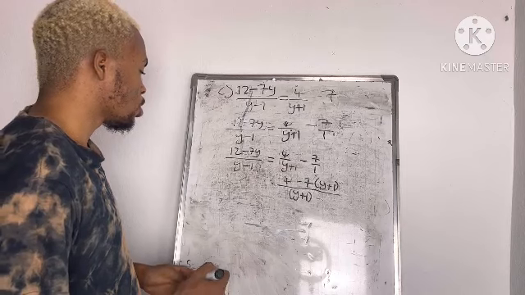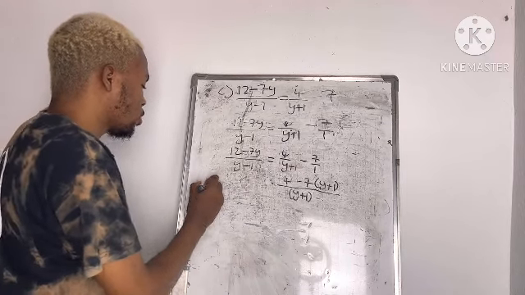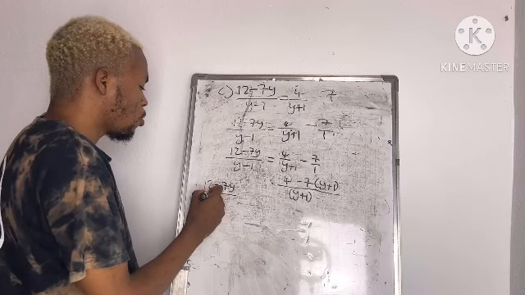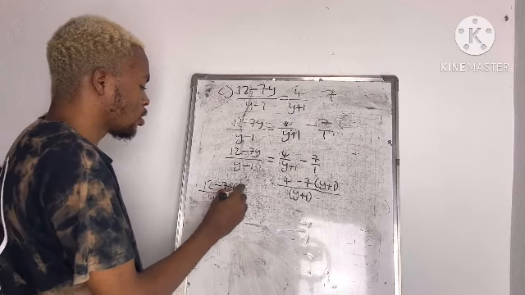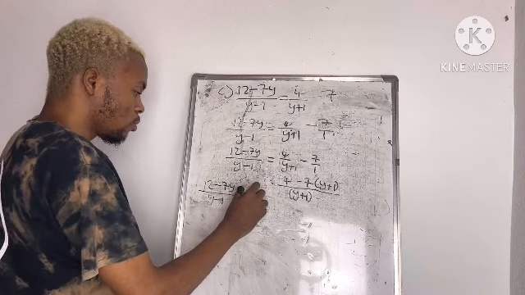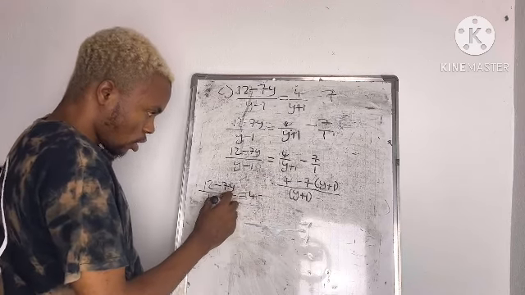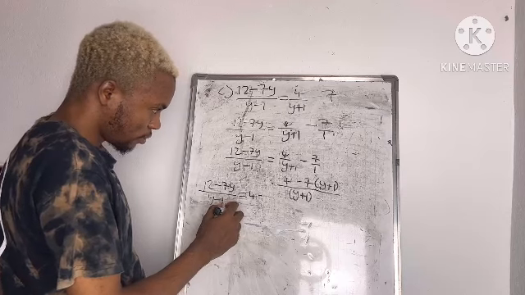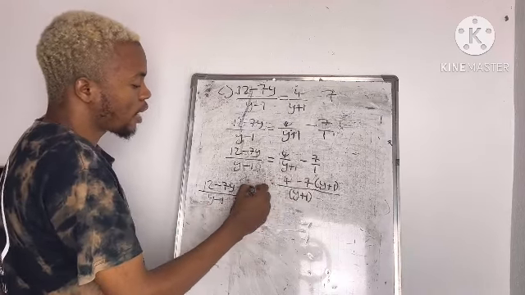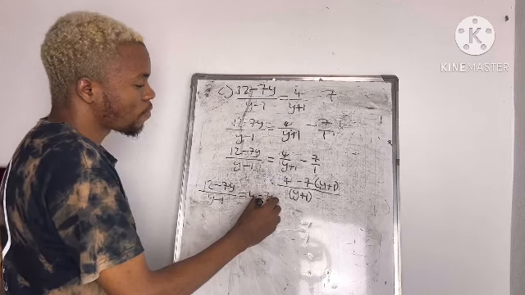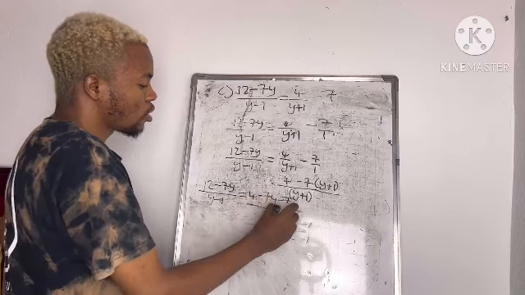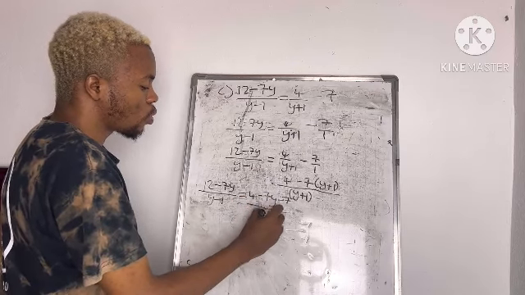Next we should do is we have 12 minus 7y all over y minus 1 equal to 4 minus 7 times y, you have 7y, minus 7 times this, you have minus 7, all this divided by y plus 1.